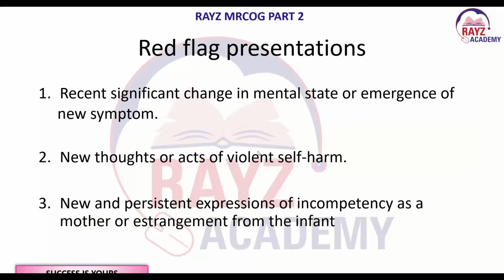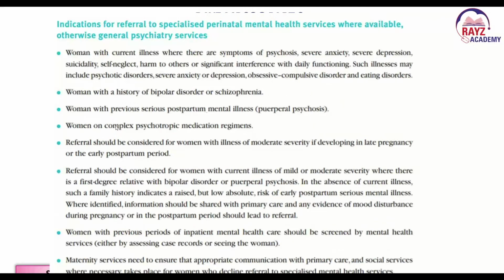This is again from the talk article. What are the red flag signs for perinatal mental health which should be considered? We have three red flag presentations: recent significant change in mental state, new thoughts or acts of violent self-harm, and new and persistent expression of incompetency as a mother or estrangement from the infant. These are overlapping with the indications we told for admission to MBU, they are almost the same. So remember these.